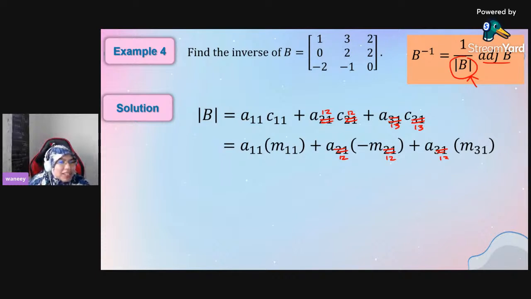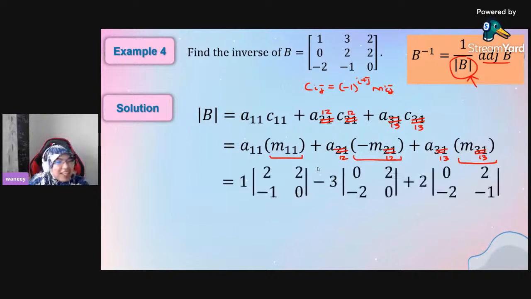Right, so change from cofactor to minor. So C11 is M11, C12 is negative M12, C13 is positive M13. Okay, so we are using the formula Cij equals (-1)^(i+j) Mij. So that is the reason why you have either positive or negative. Okay ke macam tu? Ya lah tu. Nak buat macam mana?